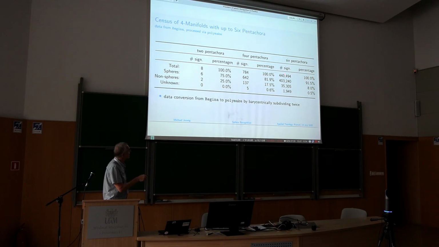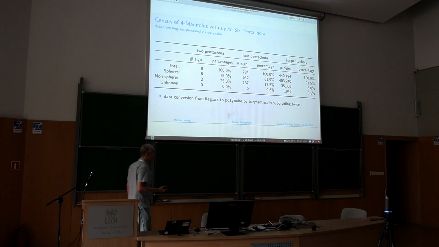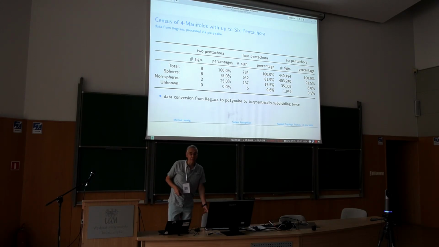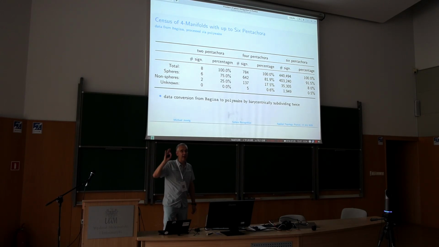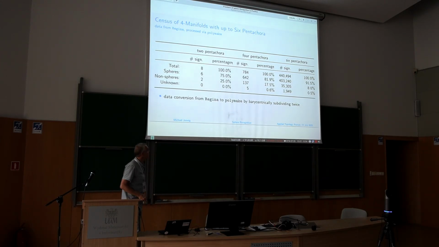And these are the numbers for 6 pentachora. This means that via this simple heuristics, in 99.5% of the cases, you can recognize what kind of manifold you have. That's pretty good, I'd say.